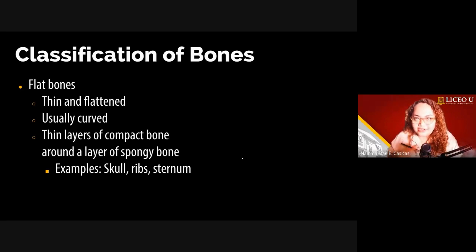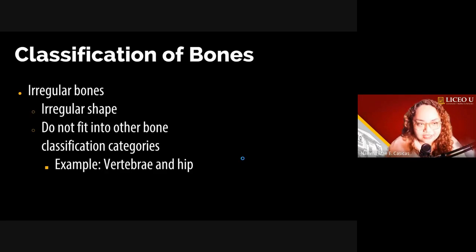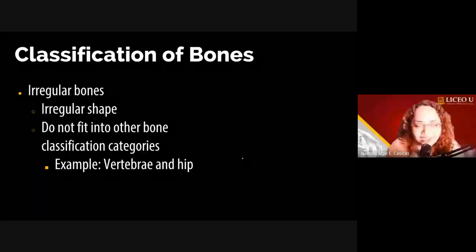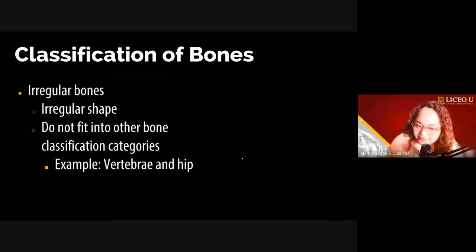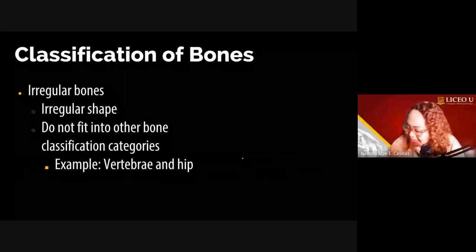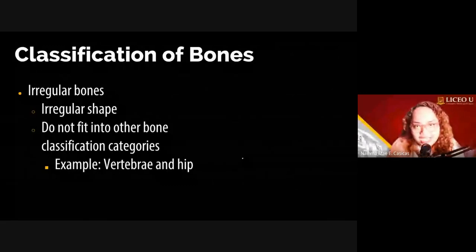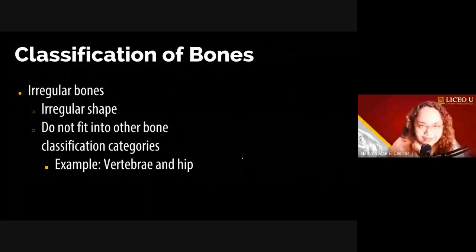This one right here, right in the middle of your chest. And then you have your irregular bones. They're named as such because they have an irregular shape and they don't fit into other bone classification categories. Just like your vertebrae and your hip bone, your ilium. They don't really have a regular shape.